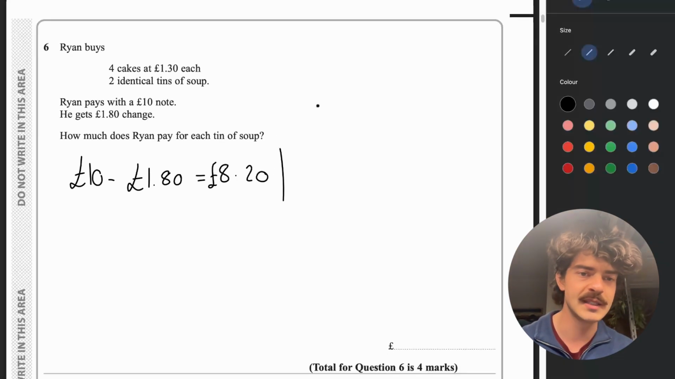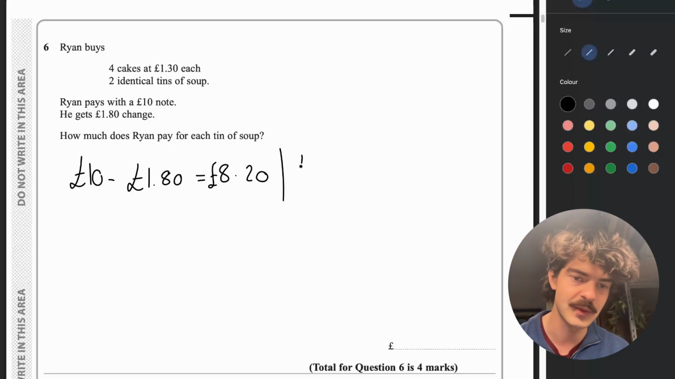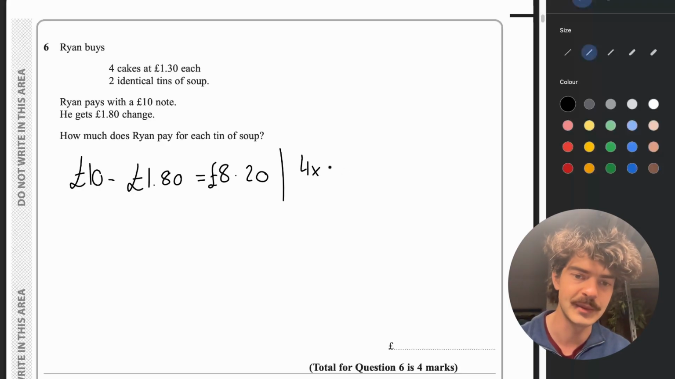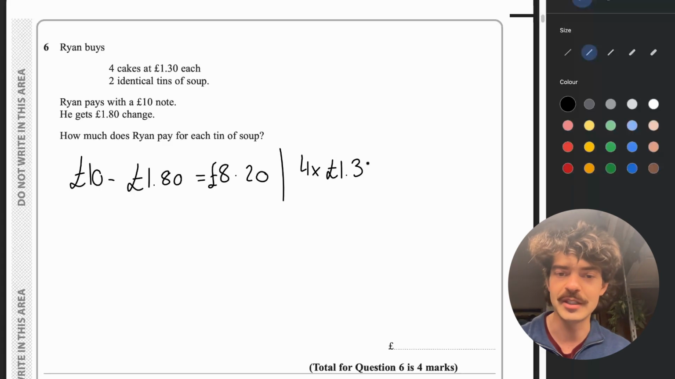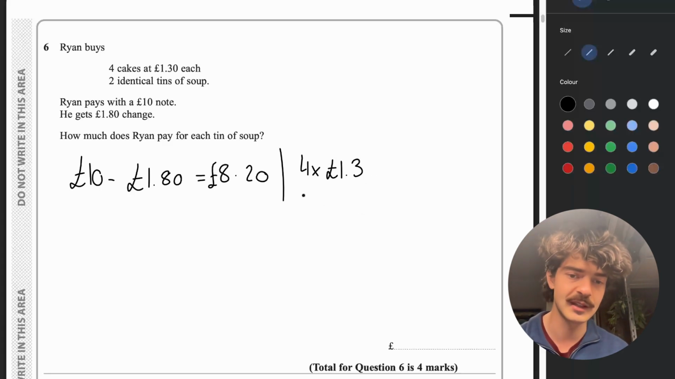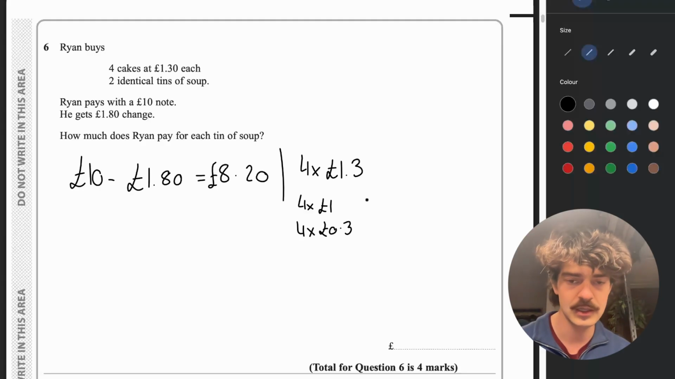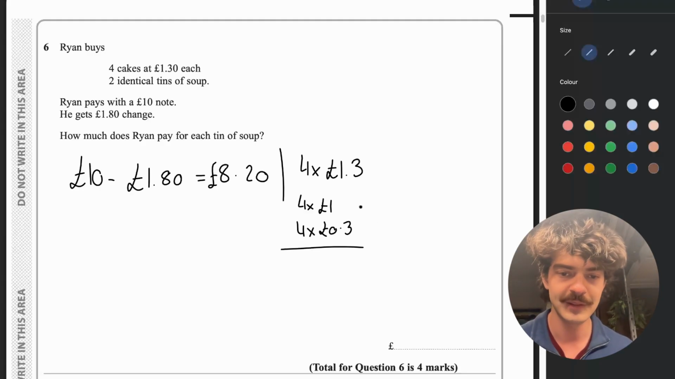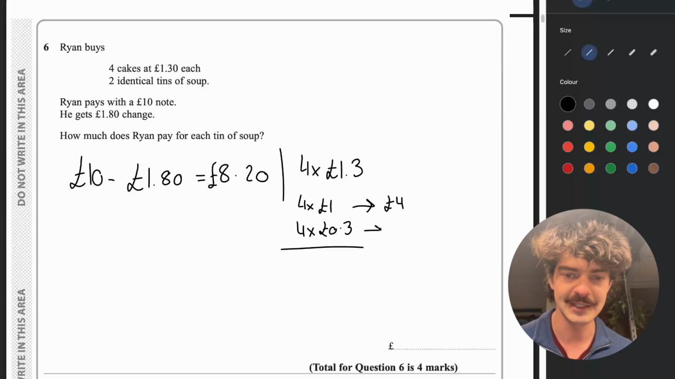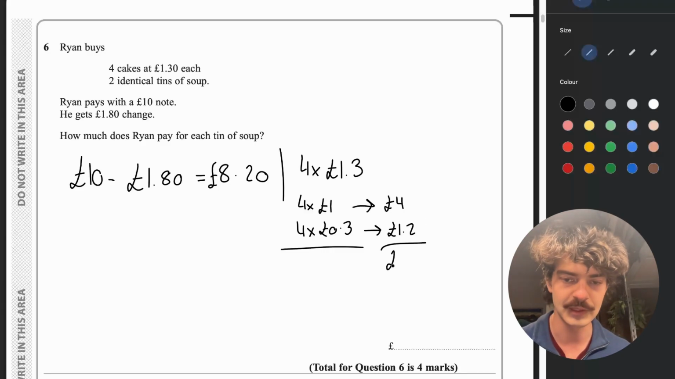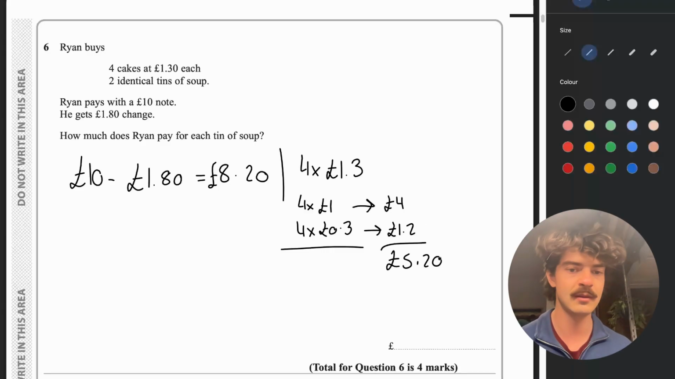At the same time, let's consider how much 4 cakes cost. So we're going to have to work out 4 multiplied by £1.30. We can split this into 2 operations if you'd like. This is the same as doing 4 times £1 and 4 times 30p. If we were to carry on from here, you could work out that this would be £4 and that this here would be £1.20, and that would leave us with a total of £5.20.